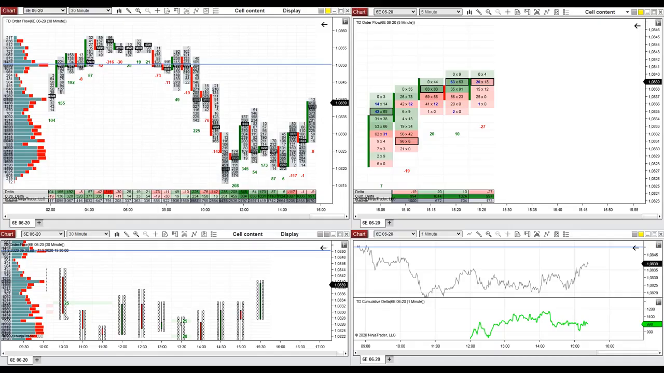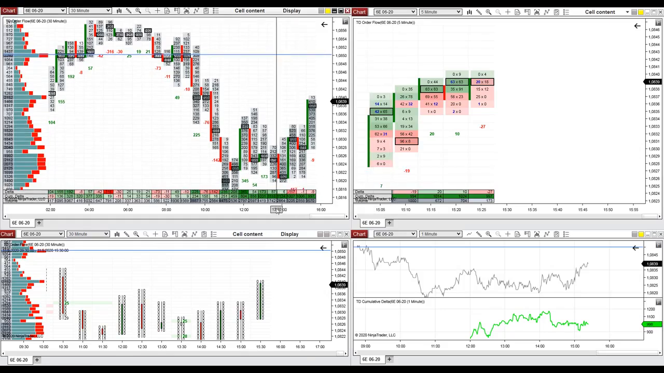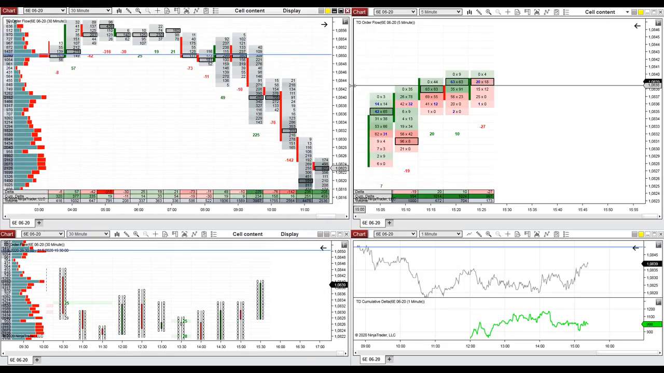So in this example, there is a resistance which I found using the profile. You can see it in here with combination with the order flow showing the volume cells. So in here there is the level, heavy volumes traded at this price level at 1.0850. Now if you look at the order flow, you can see that there are multiple nodes in here.